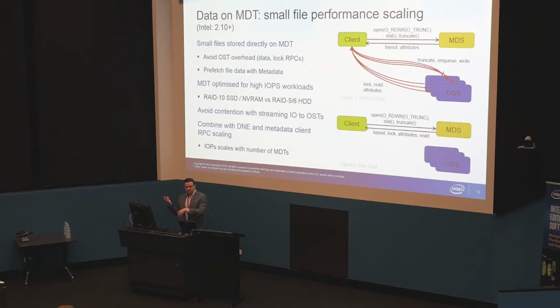So if you're doing mixed workloads, and you've got small file, 4K, 1K, horrible IOs like that, and they're competing with large streaming IOs, then you've got a whole bunch of seeks going on your object storage servers, and it's a mess. So what we want to do instead is provide an opportunity to separate the small IOs from the large IOs. And Data on MDT is one of the ways of doing that, as well as consolidating the RPCs so there's less latency overhead and less communications overhead on the fabric.